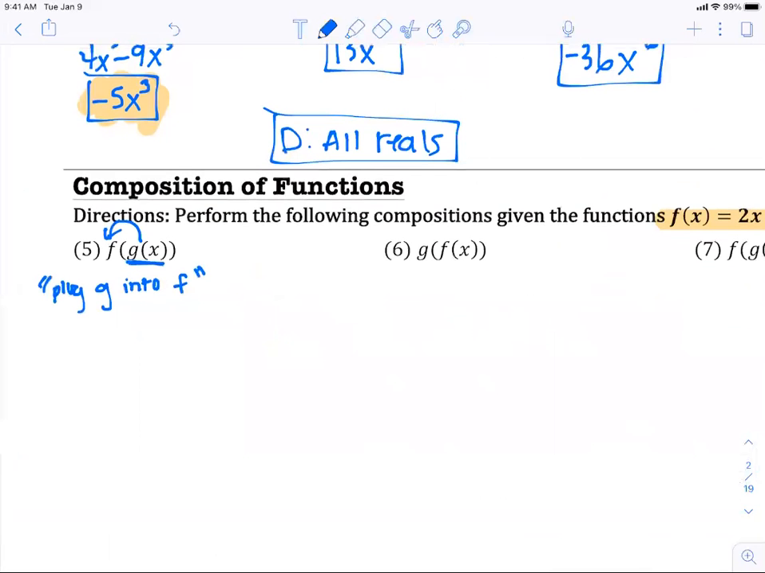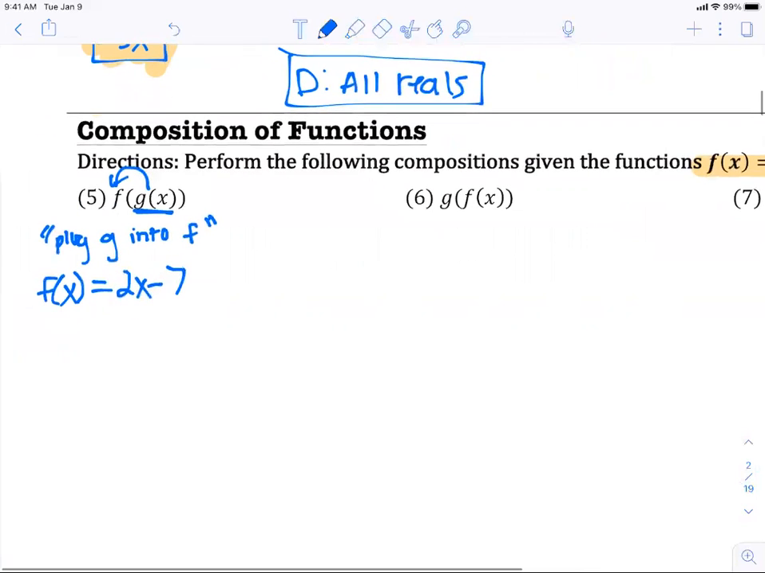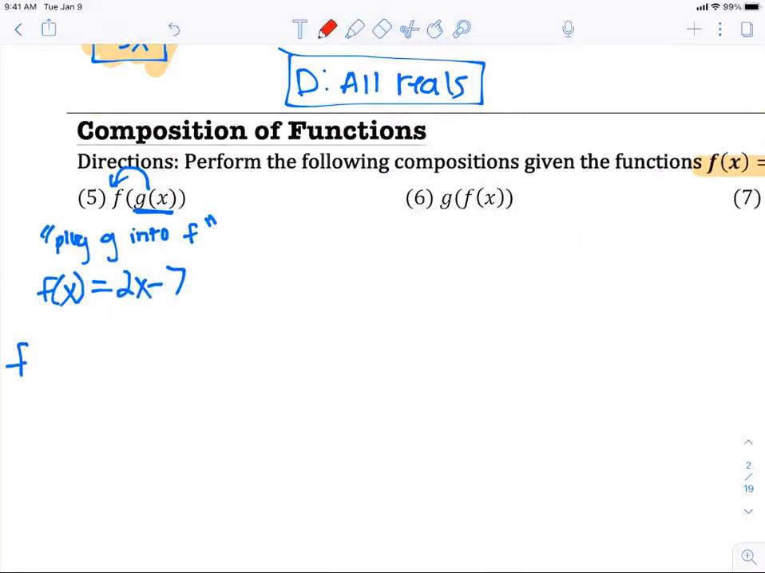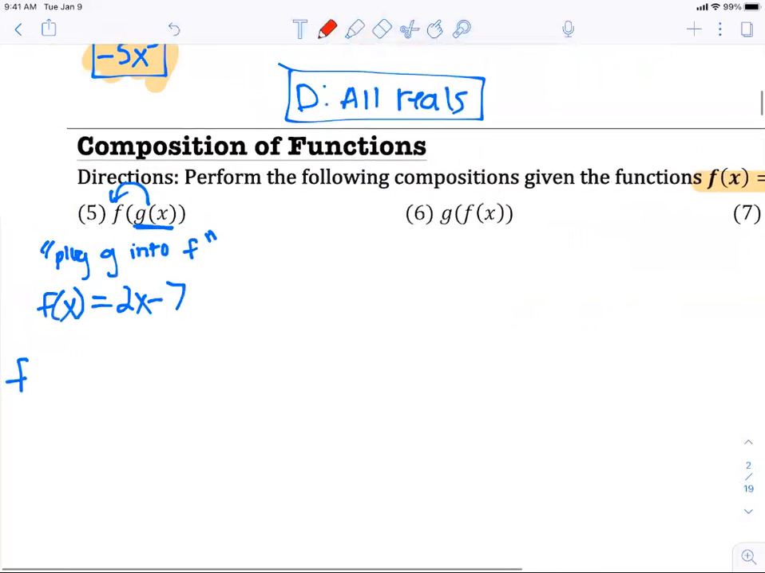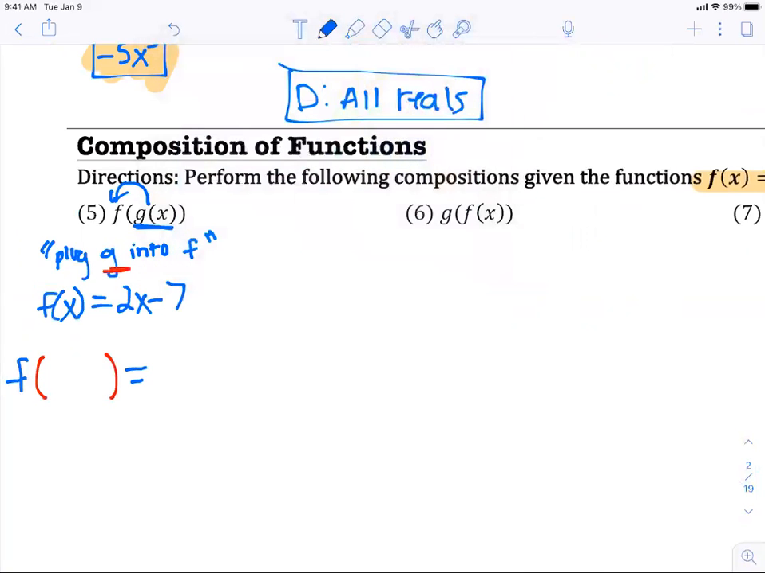We start with the notation. So we start with our first function, f of x. I'm just going to write it down so I don't have to keep scrolling over. 2x minus 7. So if that's my function, what it's going to ask us to do is take our second function, which is g of x, and all of g of x is going to get plugged in for x in the actual function.